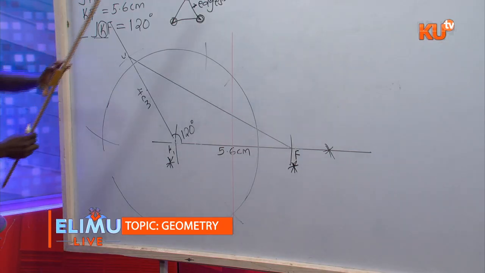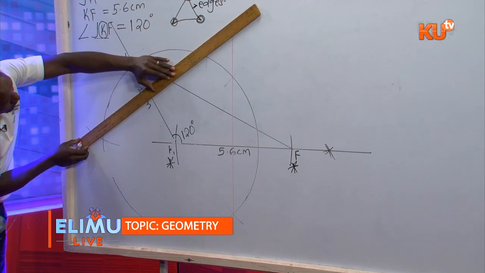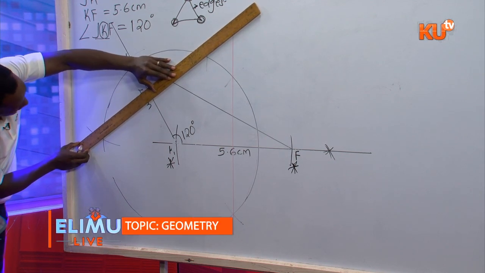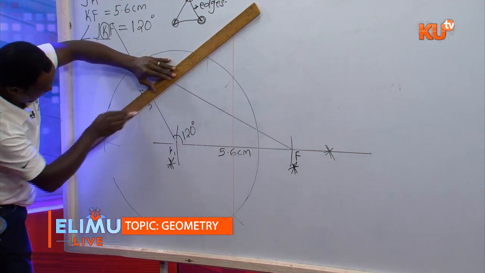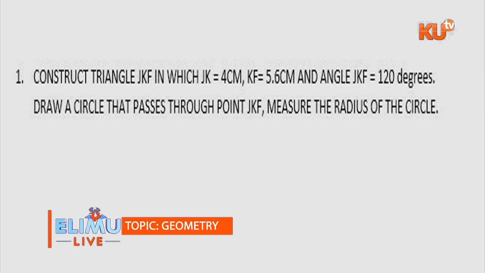Then take your red biro, join. Gently join. After joining, you have seen this is the point where this perpendicular bisector and this perpendicular bisector have met. Call that point O. This point, call it point O. After calling it point O, this will be the center of our circle. This one, point O, here.